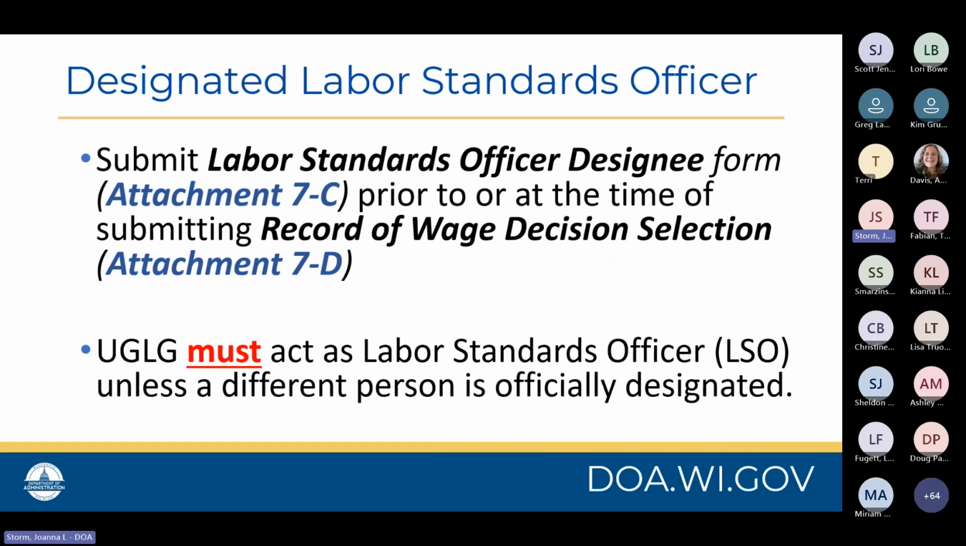Each of you as a grantee needs to have a designated labor standards officer. And as part of your pre-agreement documentation, you should have filled in and submitted a Labor Standards Officer Designee form. This is attachment 7C. And this should be submitted prior to or at the time of submitting your record of wage decision selection. That'll be attachment 7D. If you do have any changes in staffing during the course of your project, please note as one of the pre-agreement documents for submission, you may need to update that to notify our Decker program representatives.